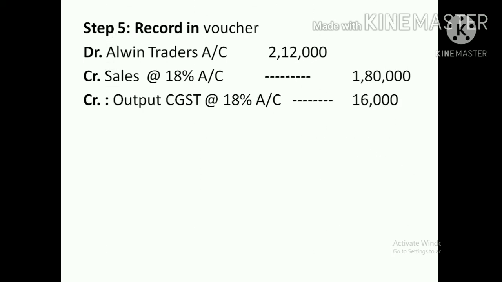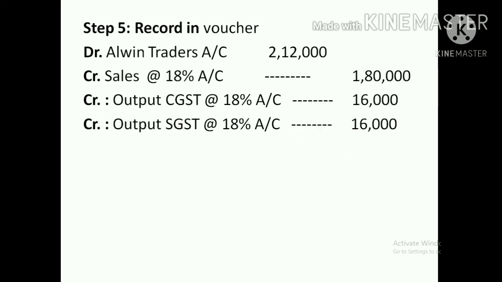Then output CGST at 9%, not 18%, that is 16,000. Then output SGST is 9%, not 18%, sorry, it is 9%. Then that is 16,000. Yes, in total you get 2,12,000. Please change this one; it is not 18%, it is 9%.